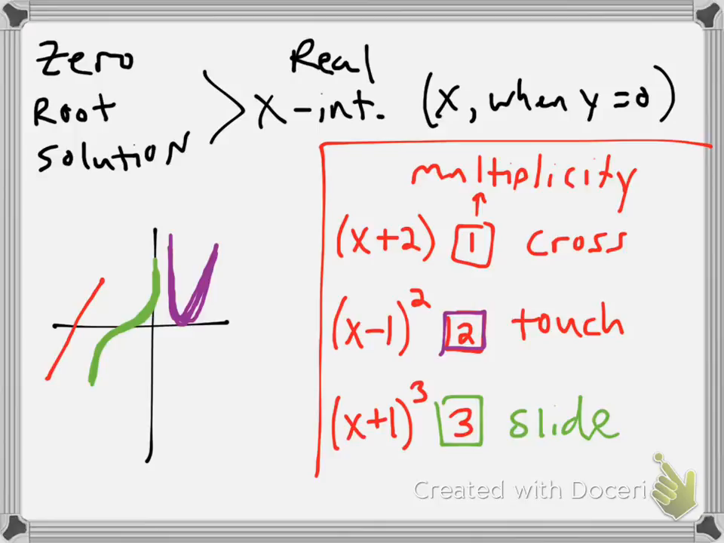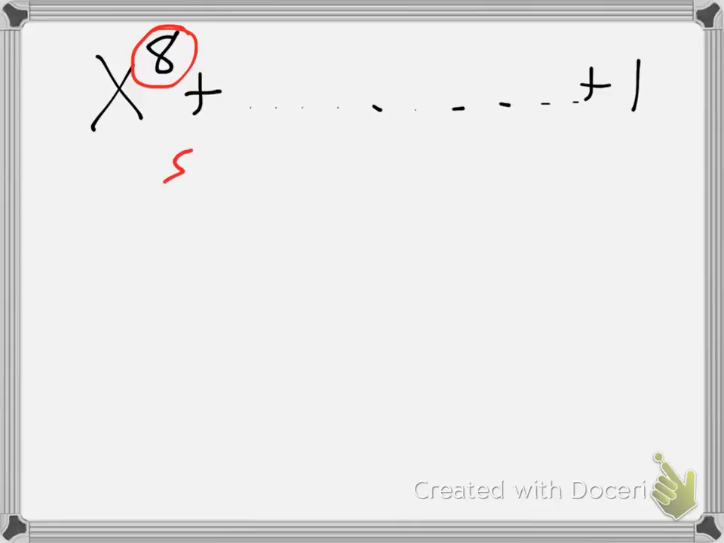to find solutions. Because any polynomial you have, let's say x to the 8th plus and so on until plus 1, has to have exactly 8 solutions. Now that could be composed of some real, some imaginary. We don't know. We just know that the total has to be 8.